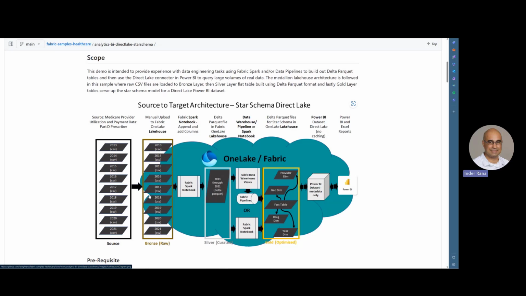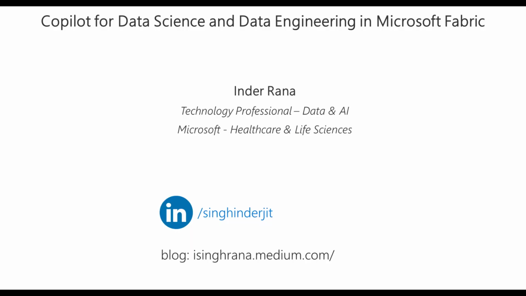In fact, Fabric has three different kinds of Copilots. The first one is for data engineering and data science, which can help you generate code for Spark. And that's what I'll be showcasing shortly in this video. Besides that, there's a Copilot for Data Factory as well as Power BI for report generation.